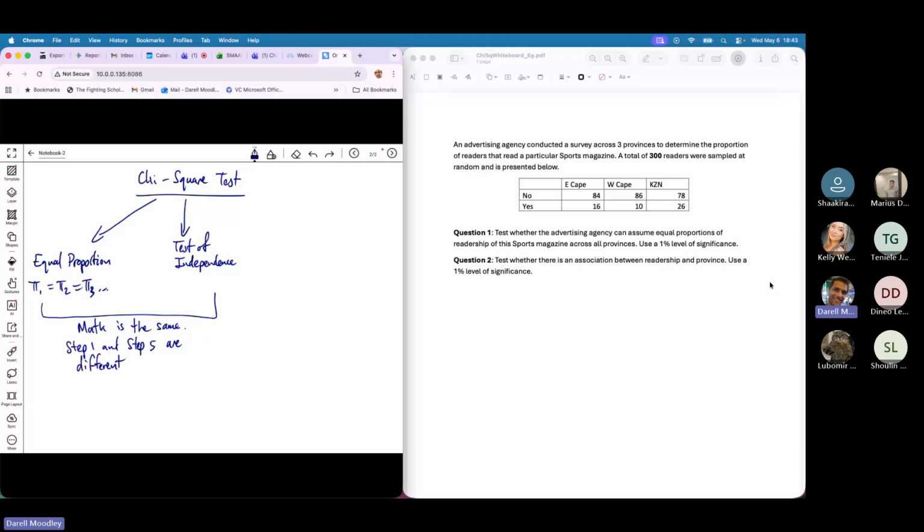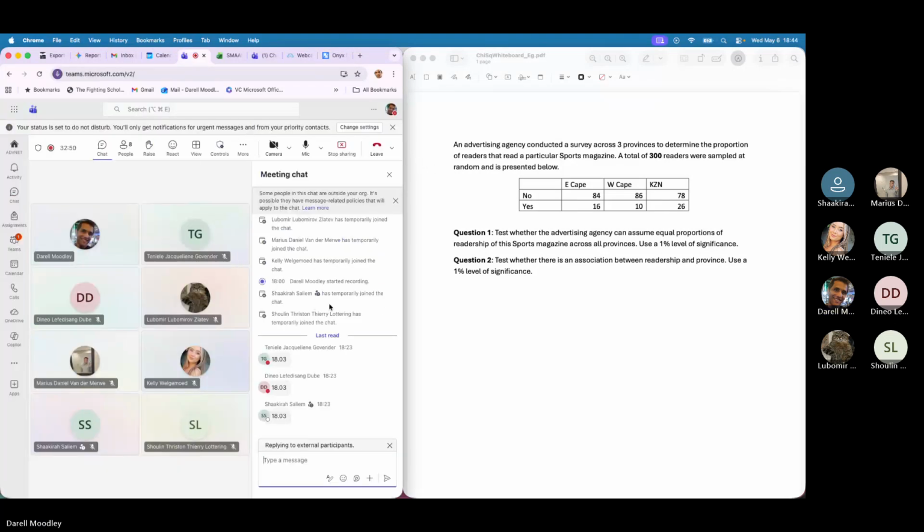And then there's one more test, but we're not going to do that this evening. I'm just going to make you aware of it. We're going to do that in the next lesson, and then we're done. The last test is your goodness of fit test. That's a bit different, which is why I'm leaving it for another session. So that we'll do next week.